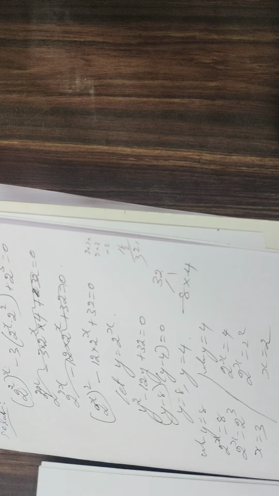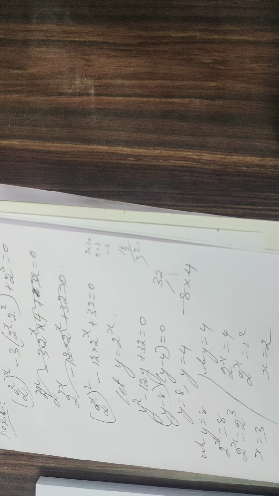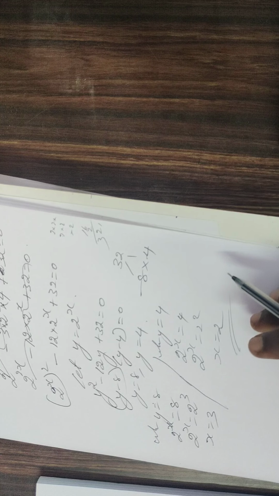Shall we check the answer? 3.5, this is correct. So therefore the real roots are 3 and 2. Understand? Now 7 is sum.